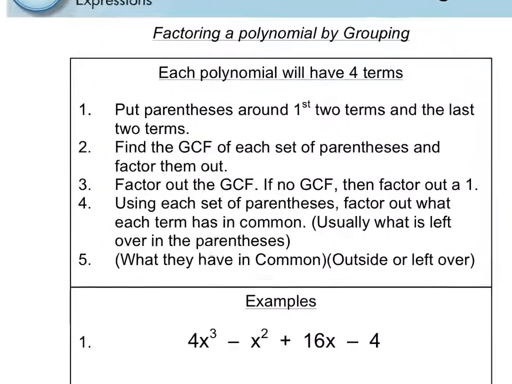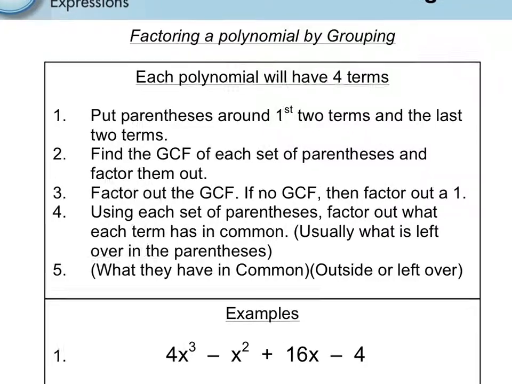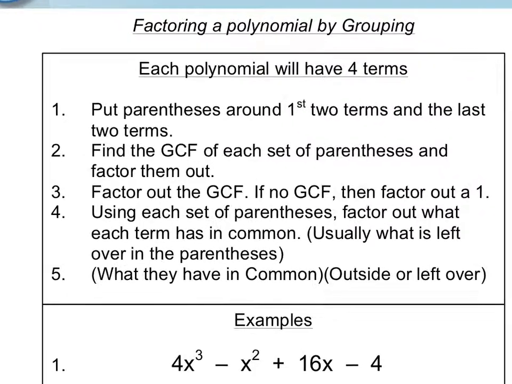Section 4.4 here. These are just some extra examples. I just want to show you a couple of extra examples of some different looks at them. Again, just a reminder how to factor by grouping. Each polynomial is going to have 4 terms.